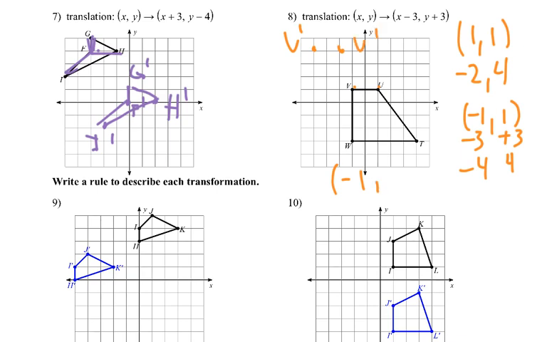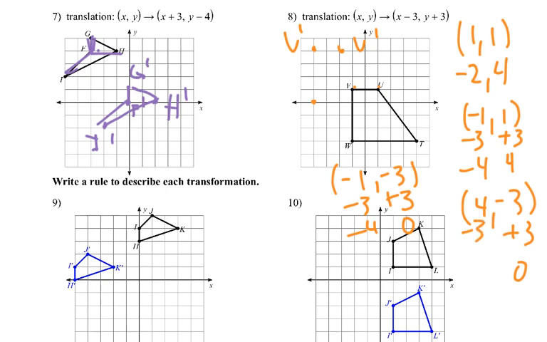It's negative 1, negative 3. Add 3 would bring us to 0. Subtract 3 would be negative 4. So negative 4, 0. Puts it right there. And finally T is 4, negative 3. Add 3 would give us 0. Subtract 3 would give us 1. So it would be right there. And that's T prime and W prime. So either way, there are multiple ways you can do that.